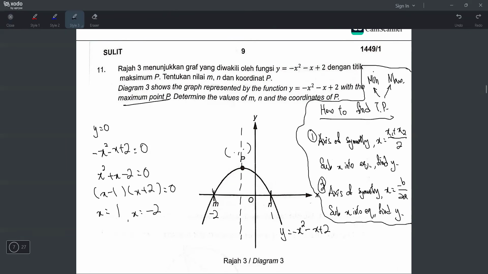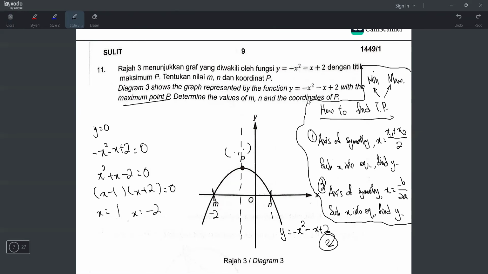For those students who take Add Maths, there's actually a third method, which is completing the square. You complete the square, change to vertex form, and then find out the turning point. But Maths students never learn about this method, so I'm not going to go into that.